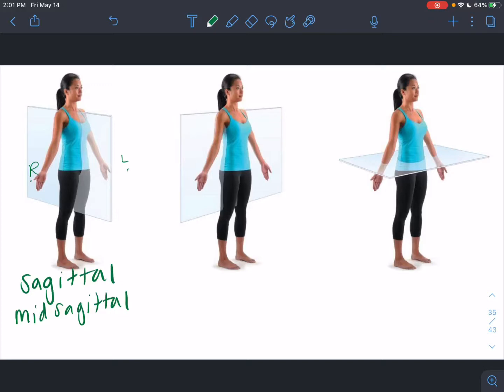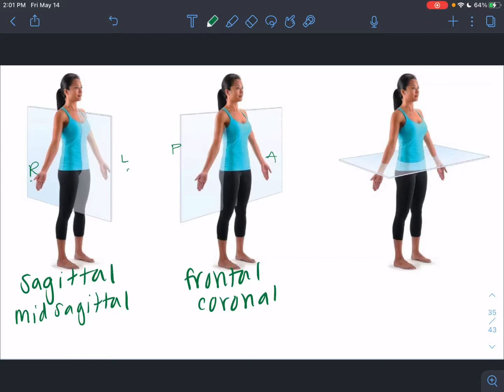The second one, we're dividing the body into an anterior, right, and a posterior, a front and a back. This is called a frontal or coronal. Same thing, they're interchangeable.